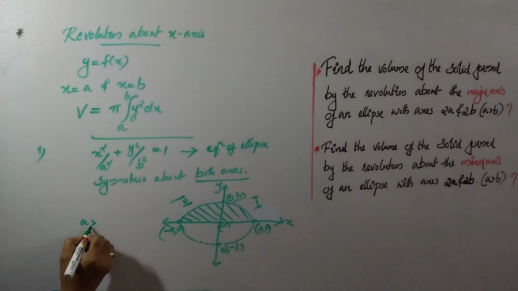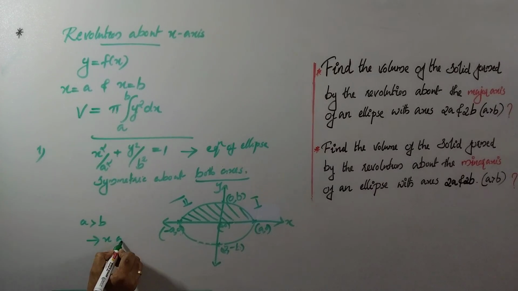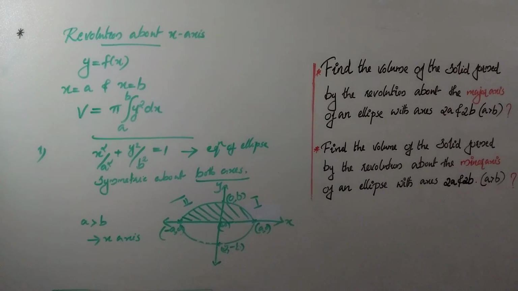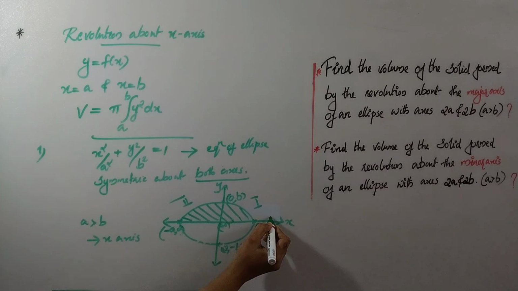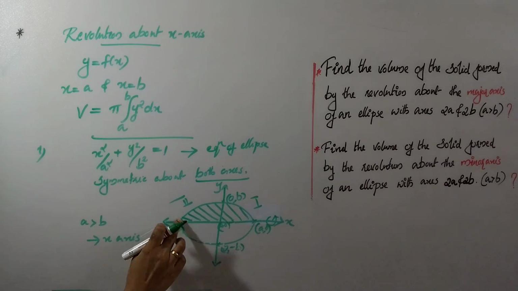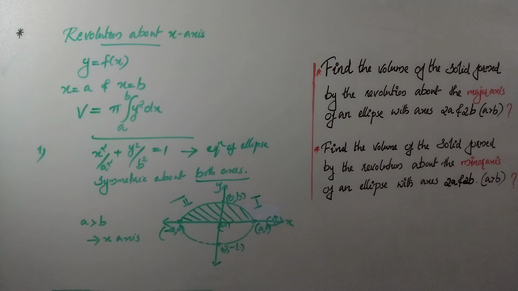Since a greater than b means the major axis is x-axis, so this portion of area is revolving about x-axis, only this portion, area enclosed in the first and second quadrant, is revolving about x-axis. We obtain a volume of solid of revolution.